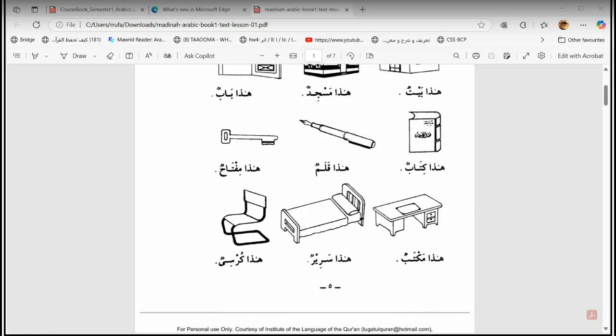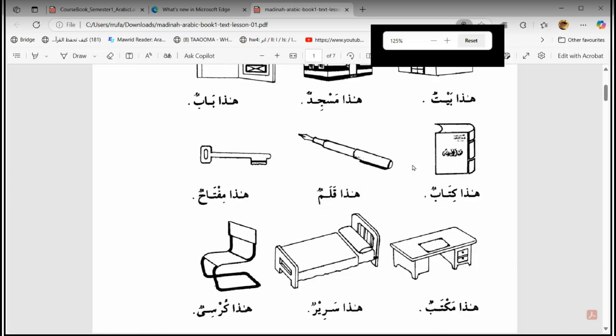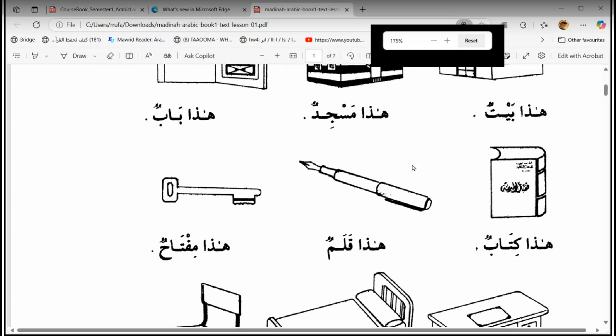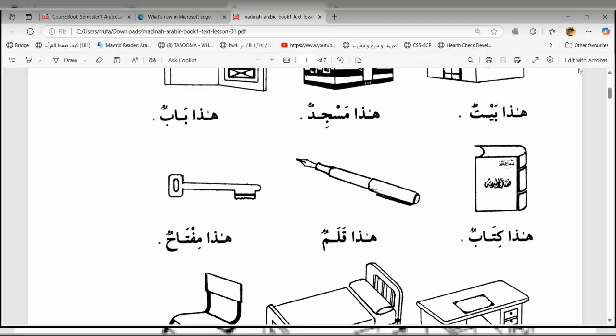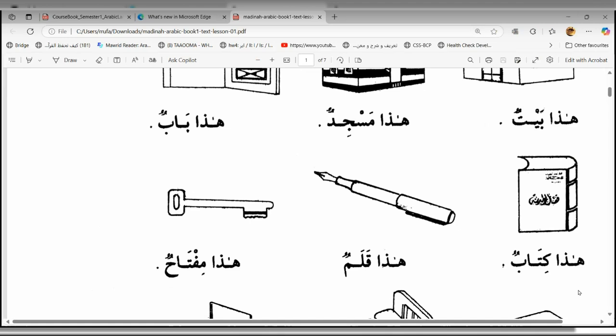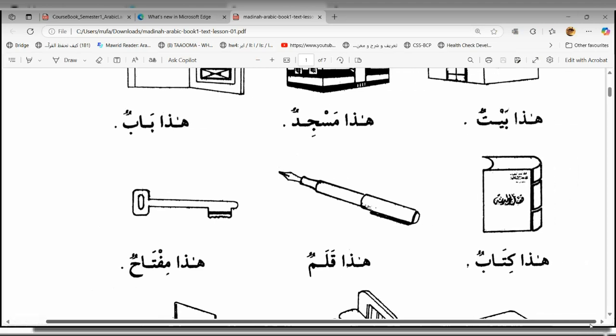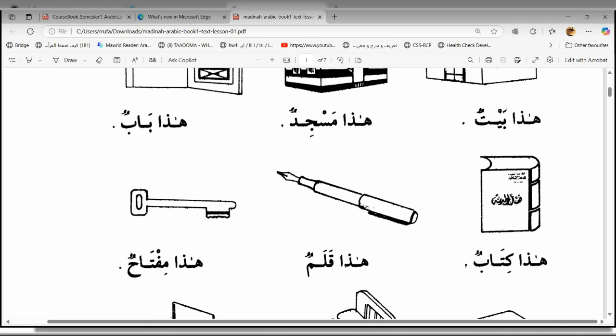Because when I try to zoom, it is zooming back. That's why I cannot zoom completely. Okay, you're on the phone. Is it? Yes, I'll try to make it bigger. Is it better like this? Maybe better. Yes, no, it's fine. Okay. هذا مفتاح. This is a key. Okay.